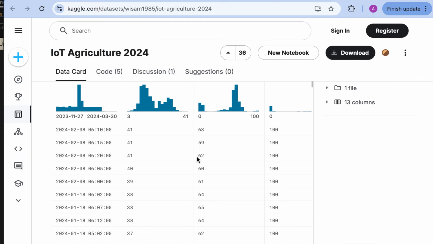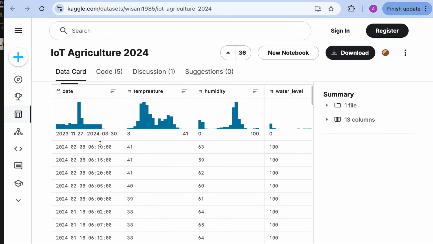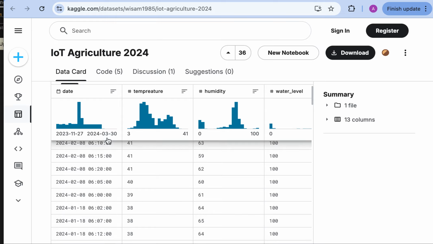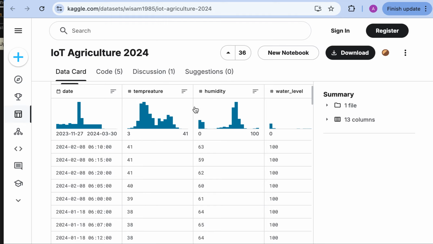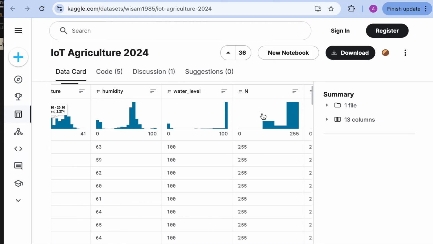Yeah, here is the data we have. As we can see here, these data were collected from 27th of November 2023, that's almost a year ago, until end of March 2024. Here are the types of data we are discussing: temperature, humidity, water levels, and nitrogen levels.